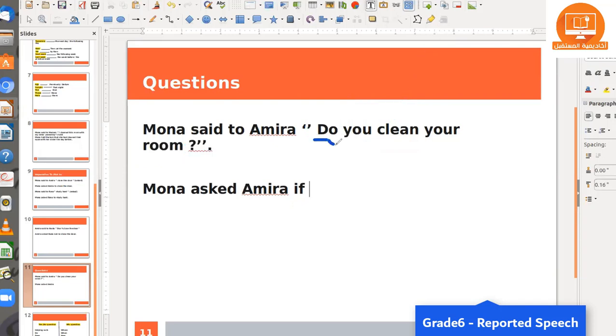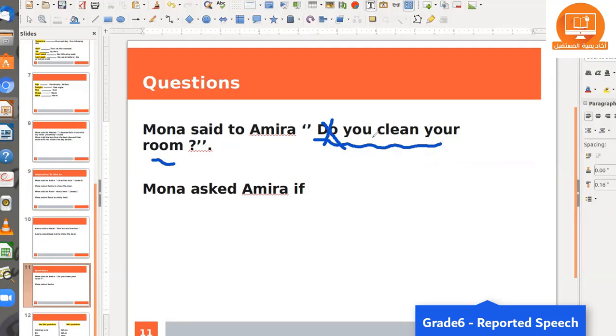I must change this into a sentence. I must change this into a normal sentence. It can't stay a question. Do you clean your room? is a question. I want to change it into a sentence. What should I do? I will remove you. Okay, Salma, just wait. Hagar Shaaban, are you following? Yes, I am following you, Mr.